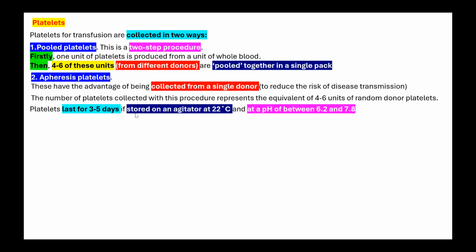And the shelf life of the platelets, whether it is a pooled platelet or an apheresis platelet, is only 3 to 5 days. And it should be stored on an agitator at 22 degrees centigrade.